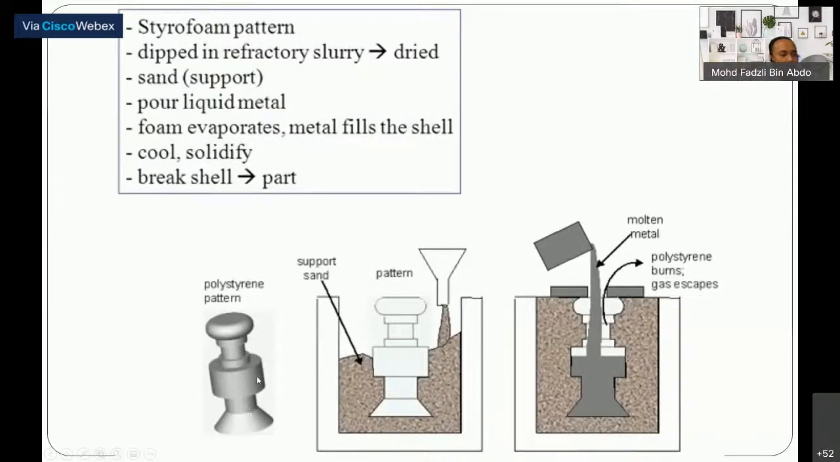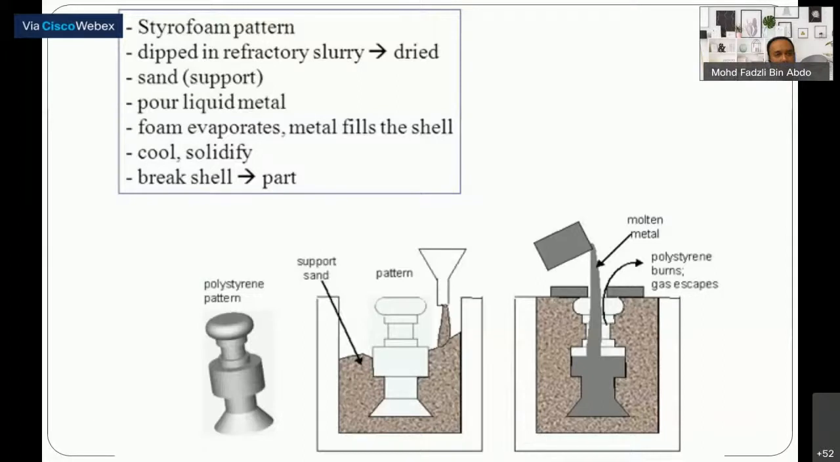Ini kita punya apa dia berbeza sikit dengan investment casting tadi. Ini adalah lost foam. Kita ada styrofoam. This is styrofoam pattern. And then kita masukkan dalam ni, dan kita ada support by the sand. And then this styrofoam ni bila kita tuang terus molten metal, disebabkan oleh molten metal punya high temperature, this styrofoam ni akan evaporate dengan sendirinya. So bila dia evaporate, dia akan ada cavity dekat sand mold ni tadi. Dia sebenarnya macam sand casting juga. Dia akan fill in the cavity ni untuk jadikan dia produk.